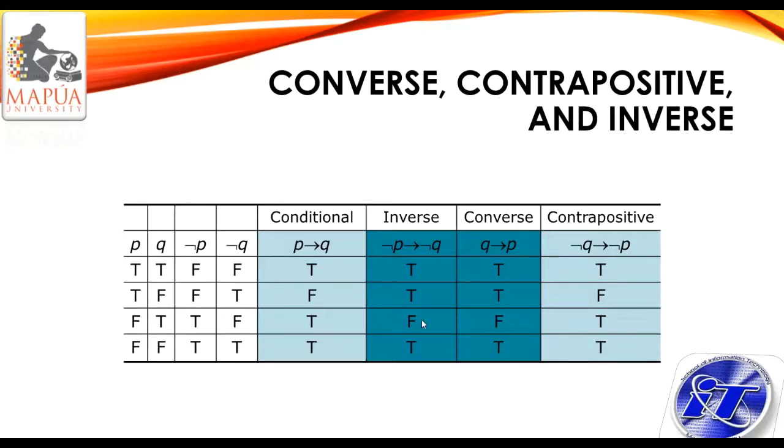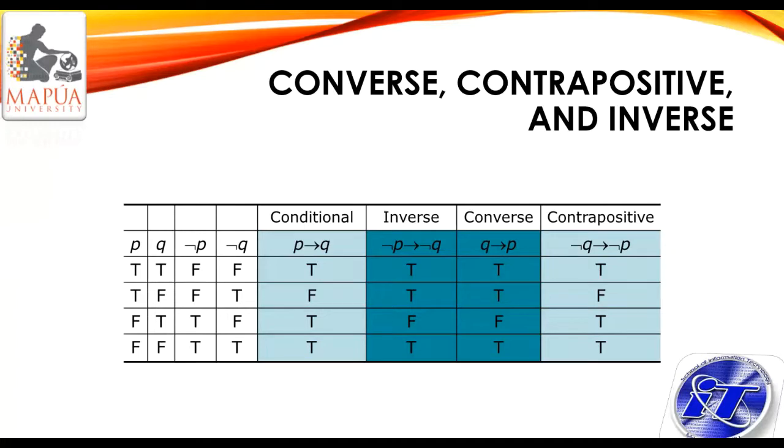truth table, when we change the order, or when we change the premise and the consequence, from P implies Q to Q implies P, they are not equal. It doesn't mean that if P implies Q and you change the order, they will have the same meaning. It's not the same based on this truth table.